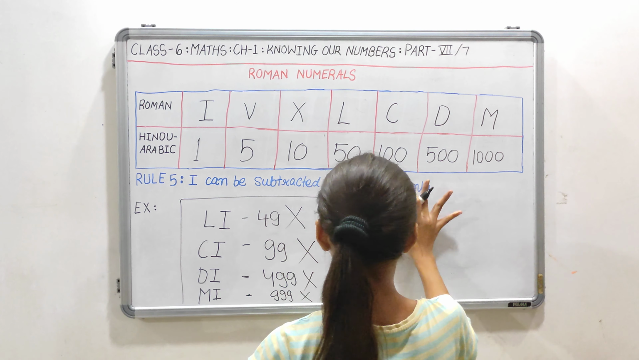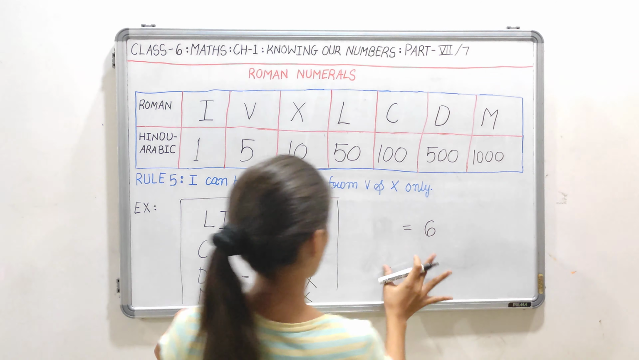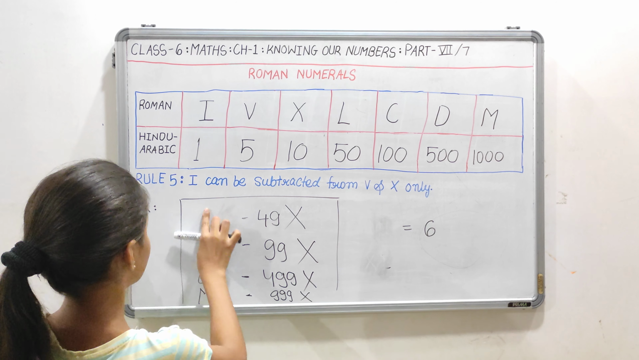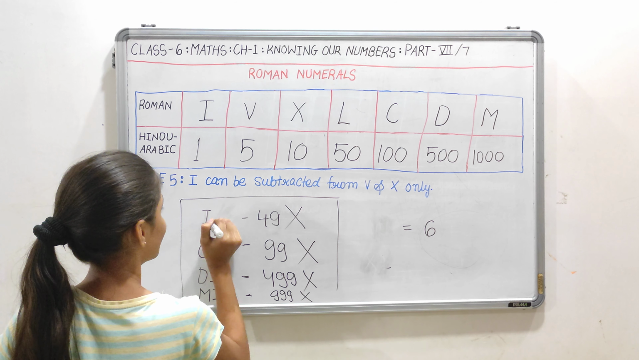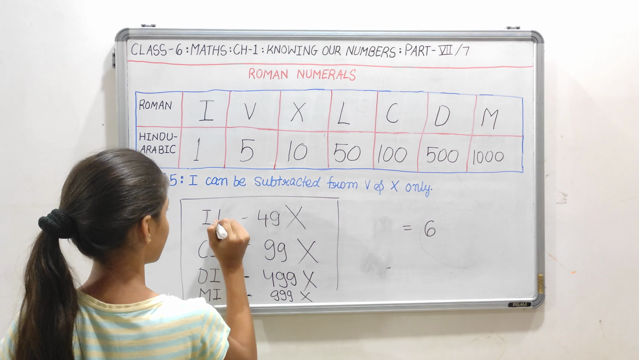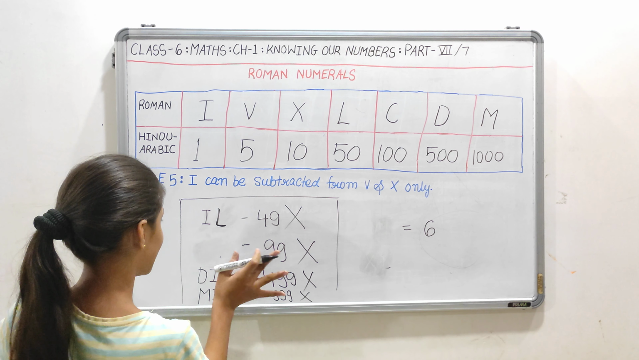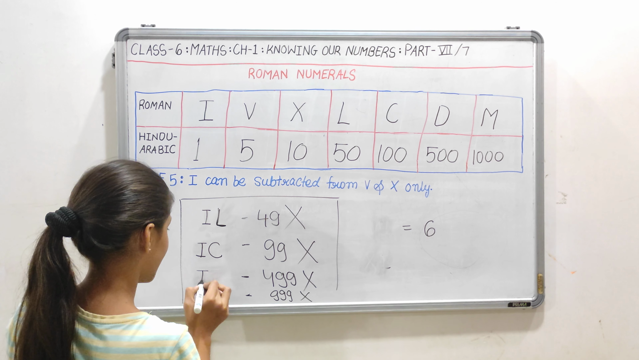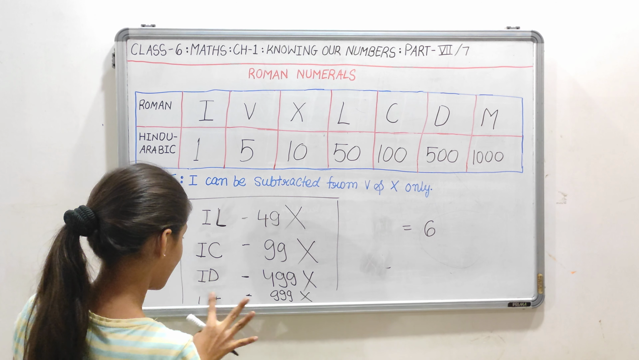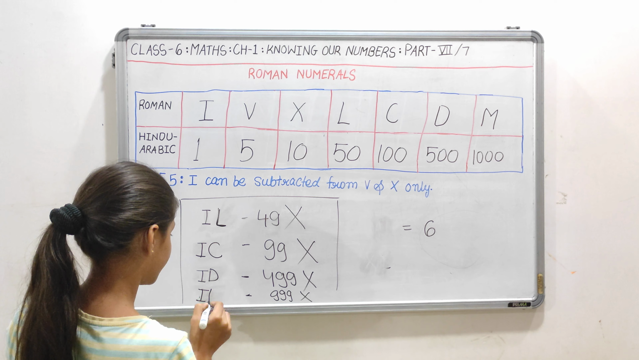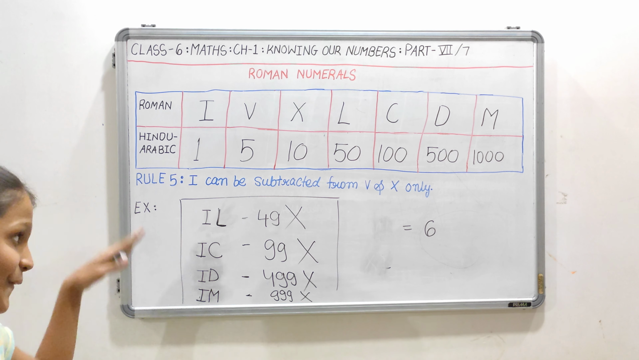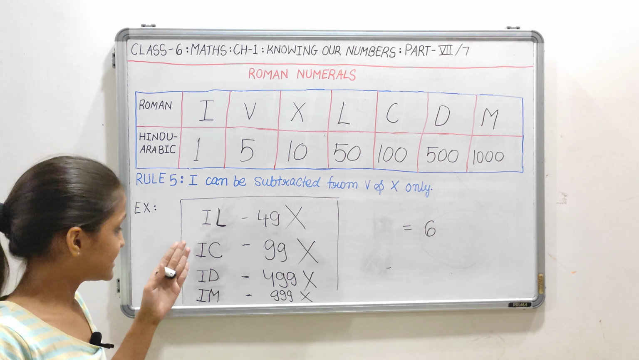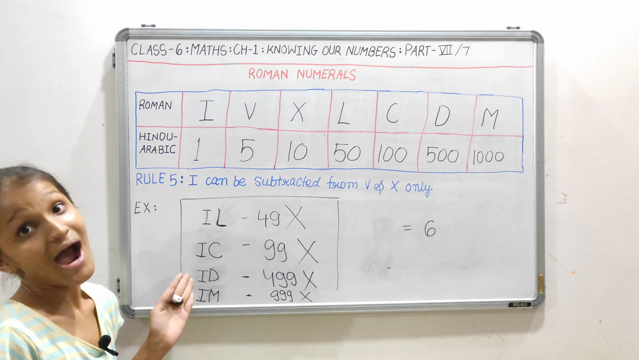Sorry. Oh, I think I was wrong here. I is here before L, and here IC, and here ID, and here IM. Okay, sorry for that. IL, IC, ID, IM.